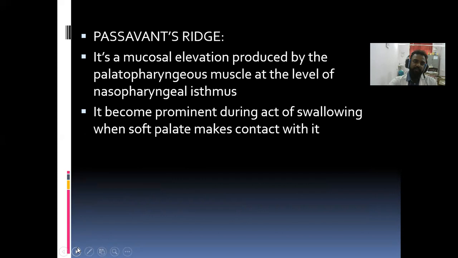Next, we will be seeing about the Passavant's ridge. Passavant's ridge is a mucosal elevation produced by the palatopharyngeus muscle at the level of the nasopharyngeal isthmus. It becomes prominent during the act of swallowing when the soft palate makes contact with it. That is the Passavant's ridge.